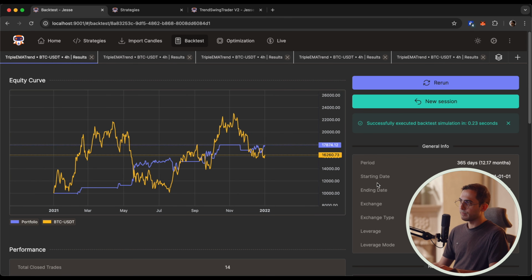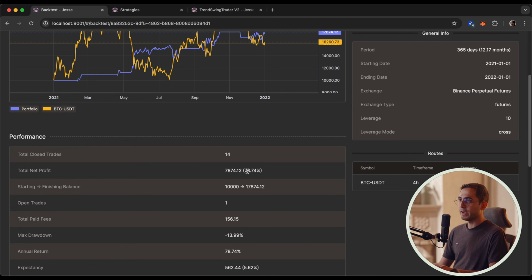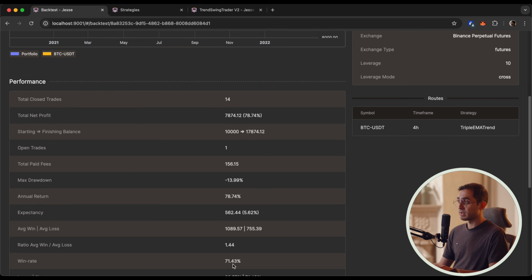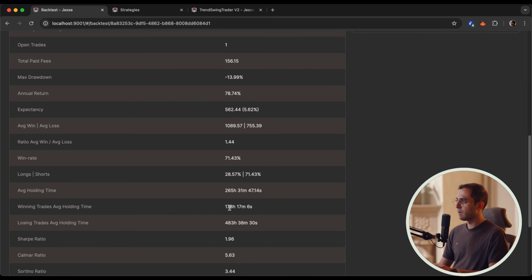So in 2021, this is how our equity curve looked like, right? So we took 14 trades, we ended with 78% profit, the max drawdown was minus 13%, the win rate was 71%. So that is really great for a strategy where the average win to loss ratio is 1.44. So this is really great. The average holding time is 265 hours. So that is definitely long.